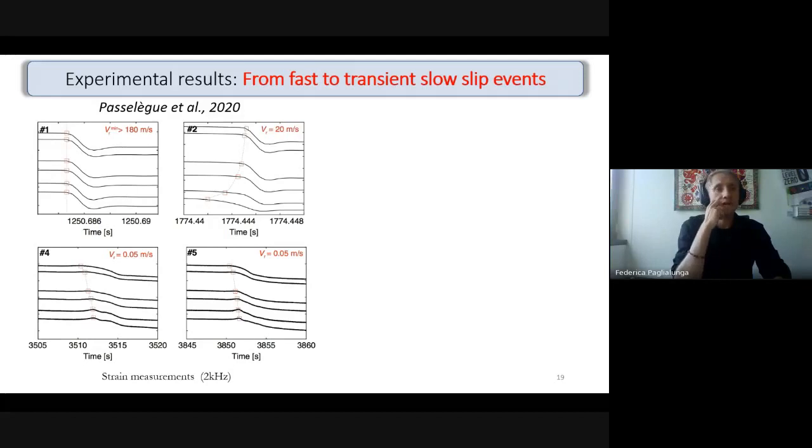You can see in that case that rupture fronts can range from 100 meters per second to centimeters per second, which means that at the scale of a laboratory, if we change the initial conditions along the experimental fault, we can simulate different kinds of slip fronts that exist in nature, for instance slow slip events, slow ruptures, or fast ruptures up to supershear ruptures.